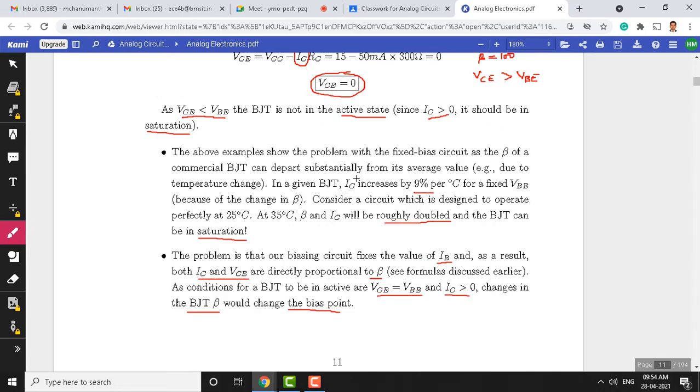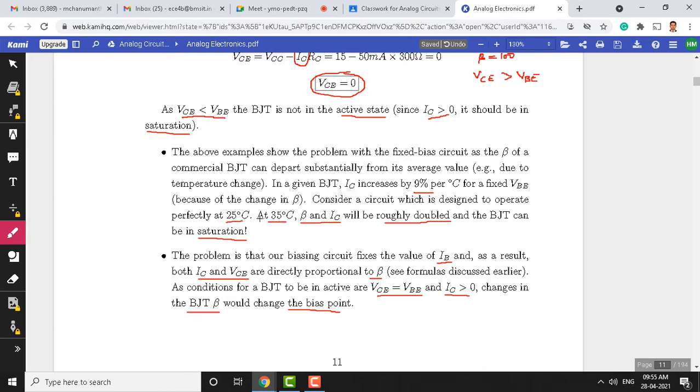And I gave one example also. Suppose the circuit is operating at 25 degrees Celsius; at 35 degrees Celsius, you can see that these two values will get doubled. So that means the change in temperature is 25 to 35 degrees Celsius. Even if everything is designed for 25 degrees Celsius, 25 degrees is nothing but room temperature. Right now, currently the room temperature is 25 degrees Celsius. Usually in summer, the temperature rises from 25 to 35 degrees Celsius.